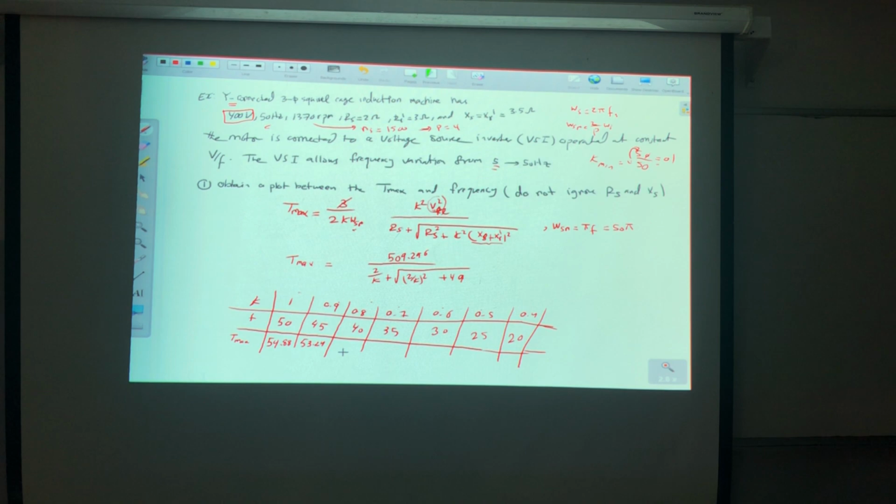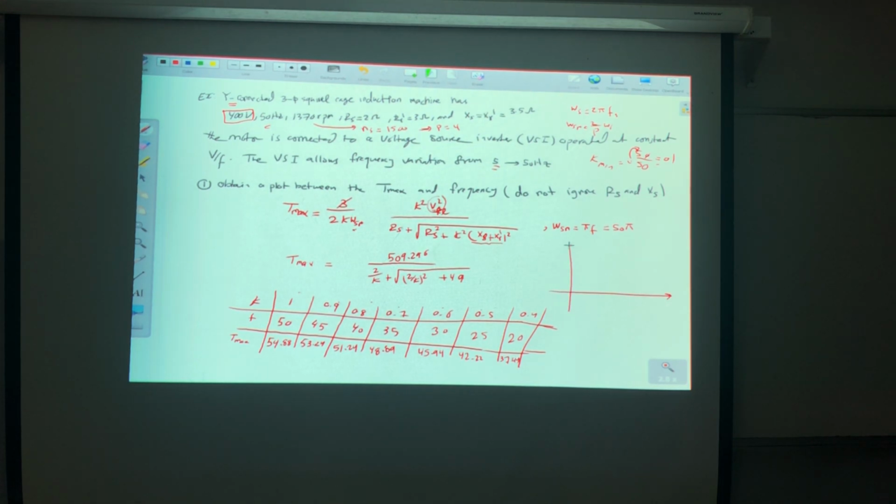Calculating at 0.8, this will be 51.24. At 0.7, this will equal 48.89. At 0.6, this will equal 45.94, at 0.5, 42.22, and finally here 37.44. So if I need to plot it, what will I do?